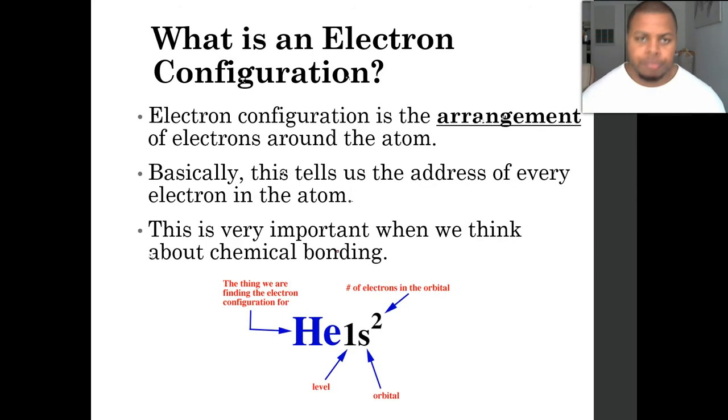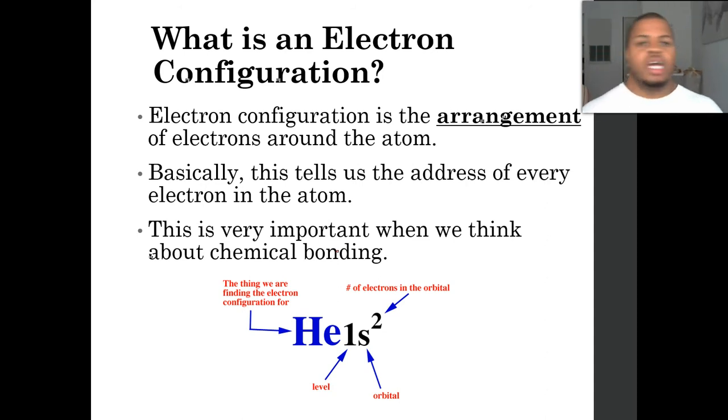Now, what exactly is an electron configuration? Electron configuration is the arrangement of electrons around the atom. So, when you look around your room, there's a certain configuration to how your room is set up. There may be a dresser and a bed and a computer or TV, and how you have that arranged will determine how you function in your room. In the same way, as we look at how the electrons are arranged around the atom, we're able to find out a lot of information.